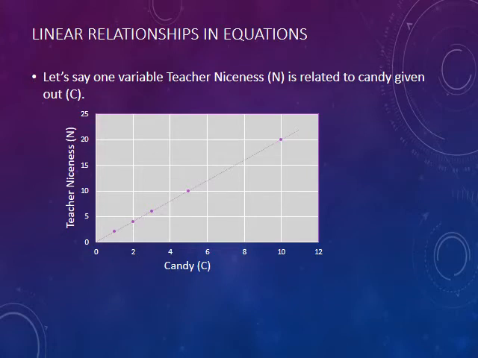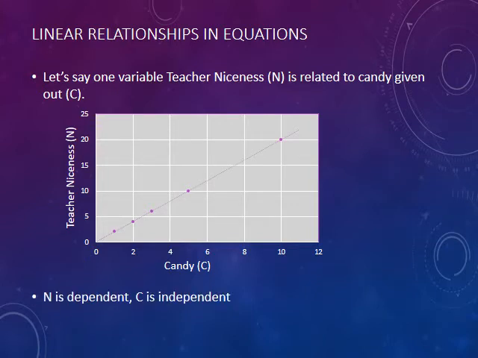So let's say it's the first week of school and you want to make an equation to figure out how nice your teachers are. And you and your friends decide that teacher niceness, or N, is related somehow to the amount of candy given out by that teacher, which is a variable C. So you make a graph of teacher niceness versus candy, and you notice a couple things in this graph.